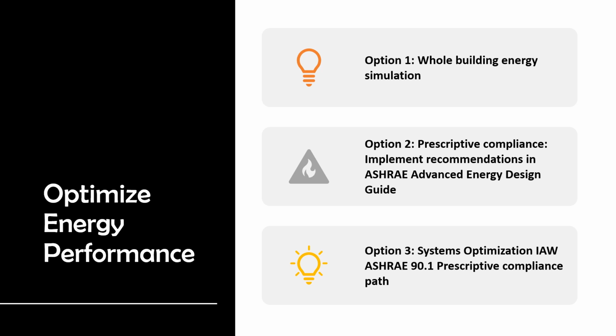Option 1 is to demonstrate the percentage improvement on a proposed building using simulation. Total LEED points are determined by summing the points for percentage improvement in energy performance based on cost, plus the percent reduction in greenhouse gas emissions. Option 2 is to implement the recommendations and standards in the ASHRAE 50% Advanced Energy Design Guide. And option 3 is to optimize the systems by using the strategies in the prescriptive compliance path in ASHRAE 90.